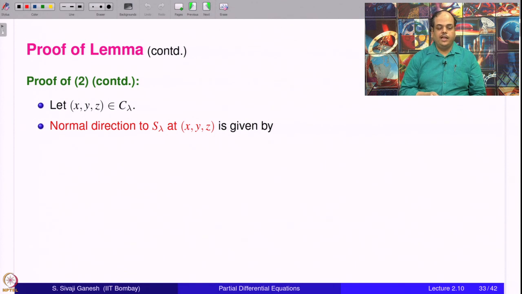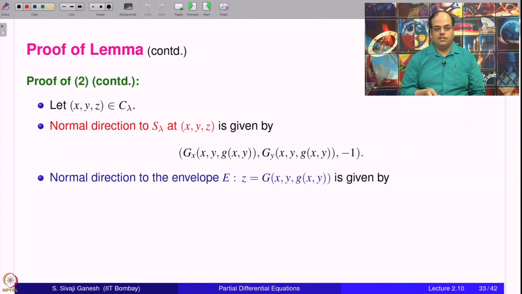So, take a point in C lambda. The normal direction to S lambda at that point x, y, z is given by g_x, g_y, minus 1. This is a general fact that we have discussed many times. Whenever you have a function phi of x, y, z equal to 0, the normal direction is phi_x comma phi_y comma phi_z. In this case, the envelope was this, z equal to g(x, y).